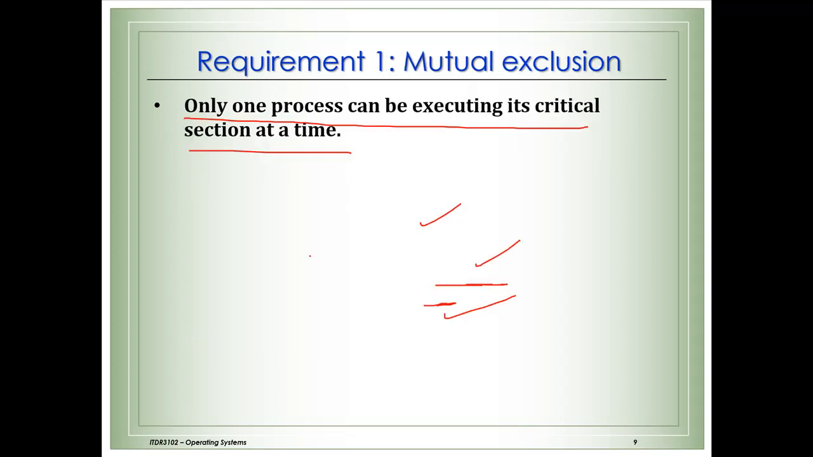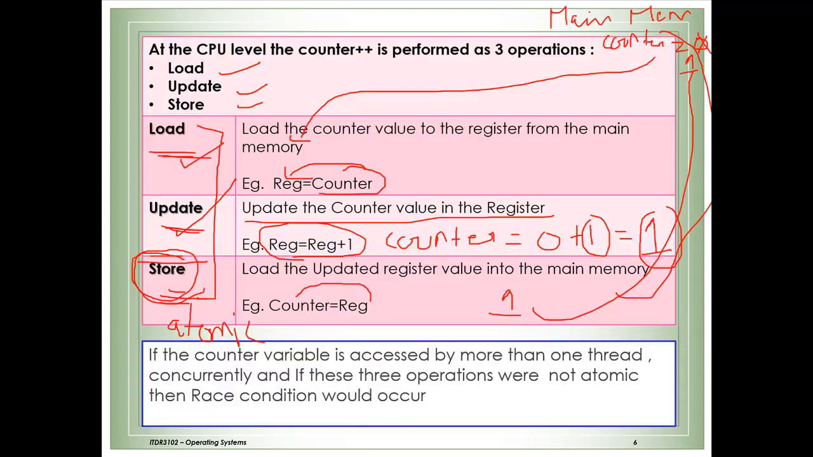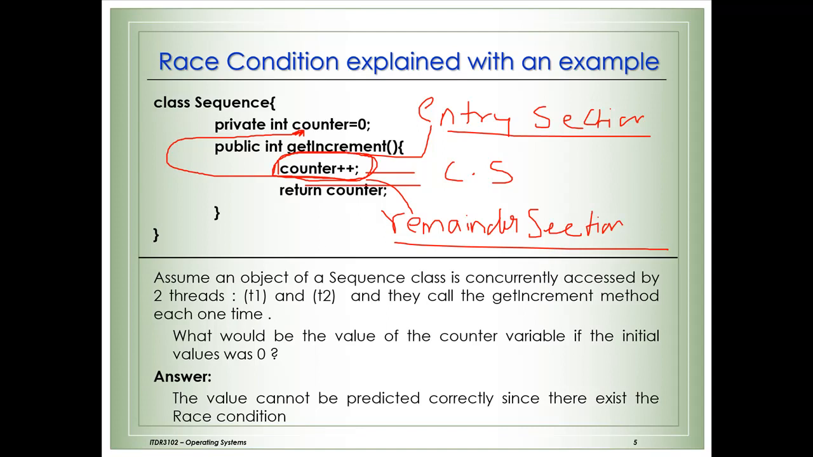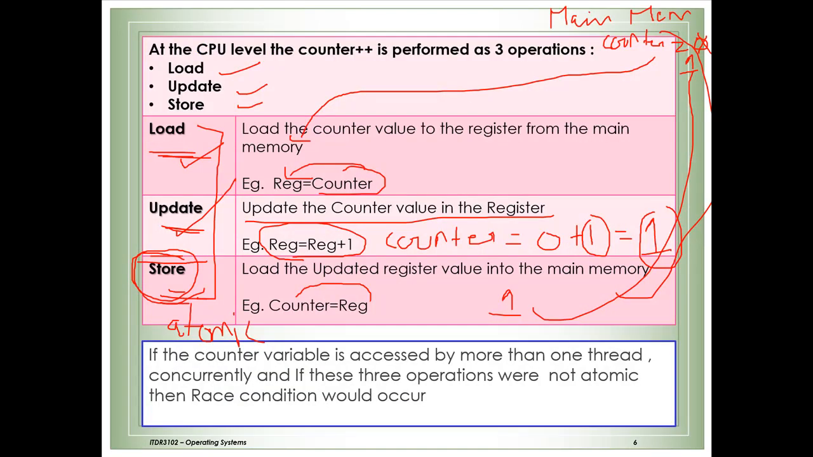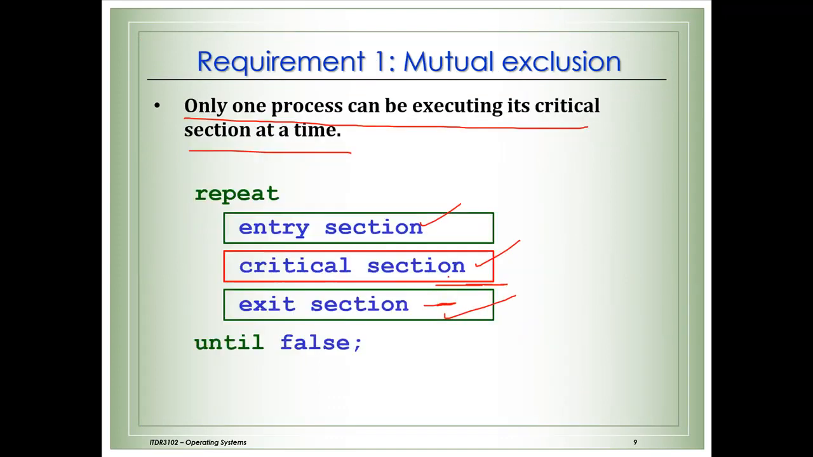So, what are the solutions to the critical section problem? One is mutual exclusion, that is allowing only one thread to enter its critical section. So, when T1 is executing this critical section, T2 should not be allowed, it should be blocked. That is called mutual exclusion. Another one is called bounded waiting. So what is this bounded waiting?